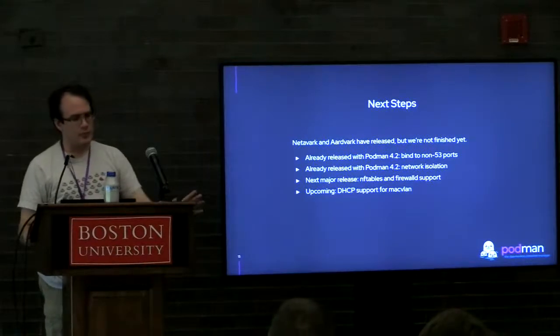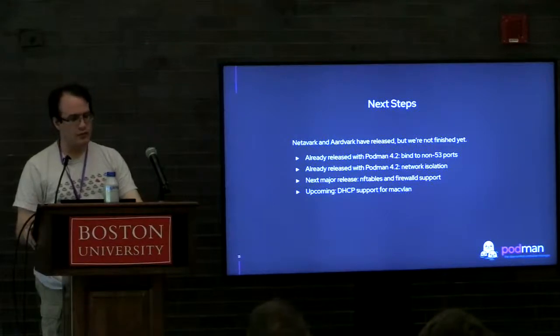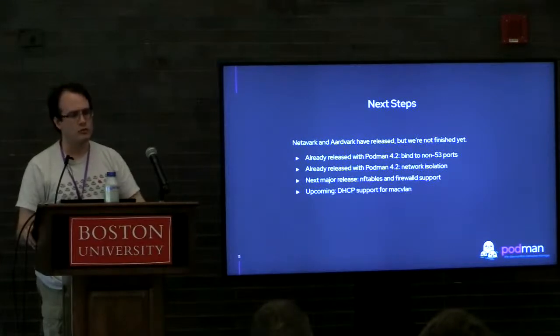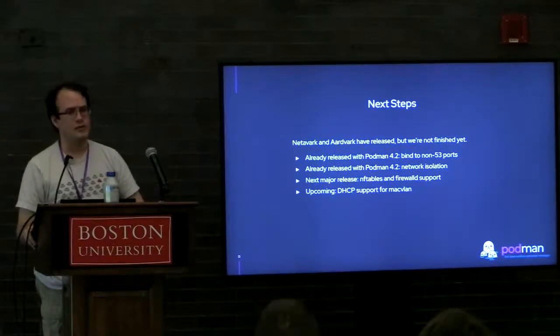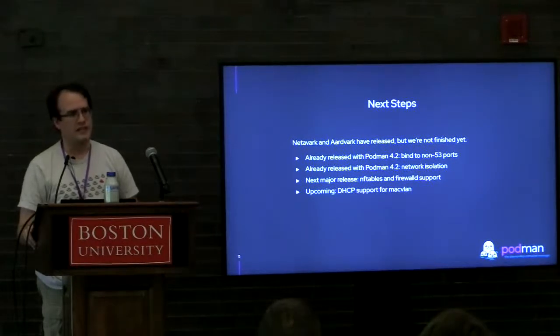Now, just a brief bit on next steps. We aren't finished here yet. Already released with Podman 4.2 last Thursday is the ability to bind a port other than 53 with Aardvark. We had complaints that Aardvark is blocking port 53 on the host. We only do it on interfaces that containers use, but if you're running a DNS server that just wants to bind to 0.0.0.0:53, it'll break that. So now we have support to bind on ports above 53, and we use firewall rules to forward container DNS traffic.